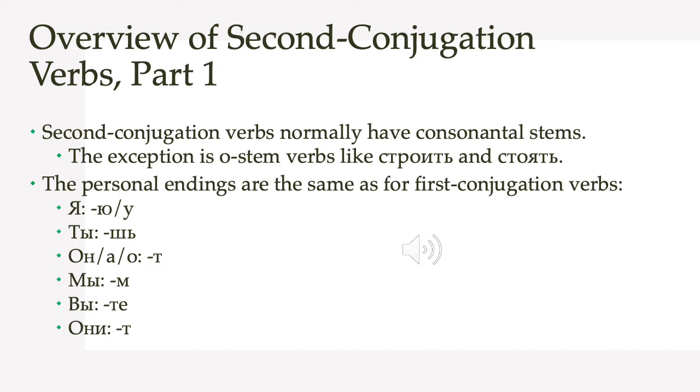Ya is going to have u or yu. Ti is going to have sh and the soft sign. On, ana, ano is going to have t. Mi is going to have m. Vi is going to have te, and oni is going to have t again.